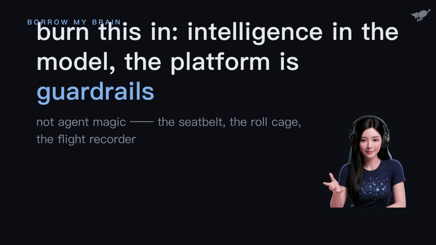Here's the one line I want to weld into your brain today. The intelligence lives in the model you rented. And the vast majority of the platform is guardrails that keep this loop from hurting you. It's not agent magic. It's the seatbelt, the roll cage, and the flight recorder.